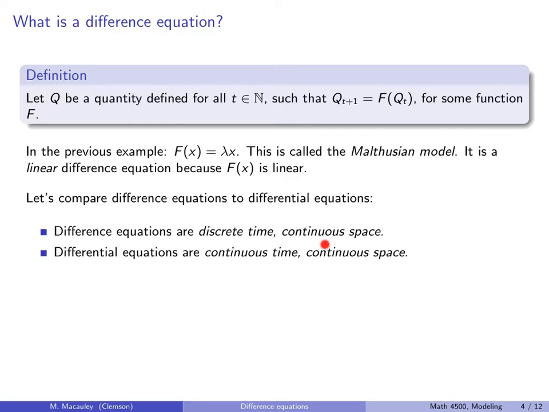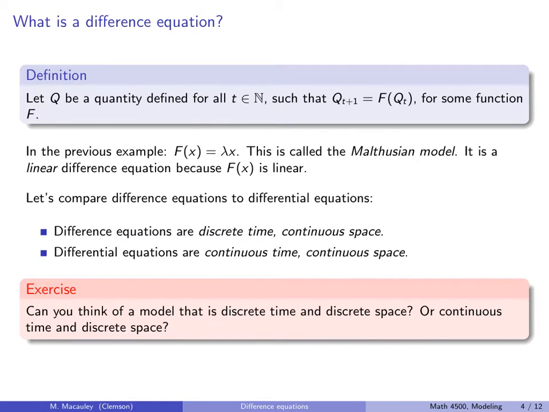And continuous space, maybe the word space is a little misleading, but space is this quantity. So think of it as the population. That does actually not have to be a discrete value. It does not have to be like an integer. In the example we did, the population was 1.02 times their previous population. So in theory, population could be any arbitrary real number. So the quantity is continuous, time is discrete. Compare that to differential equations. For a differential equation, we say they are continuous time and continuous space.